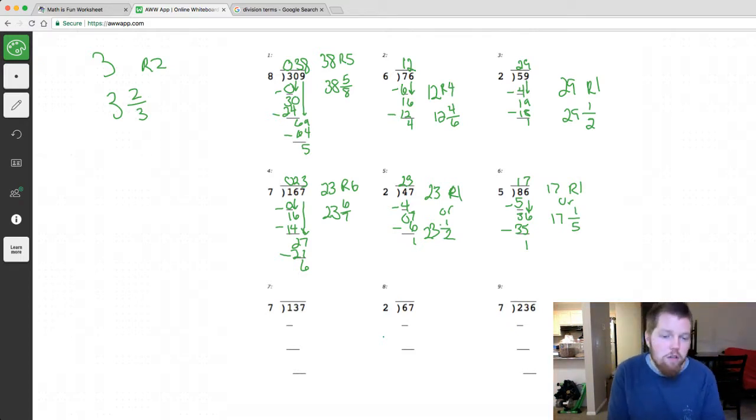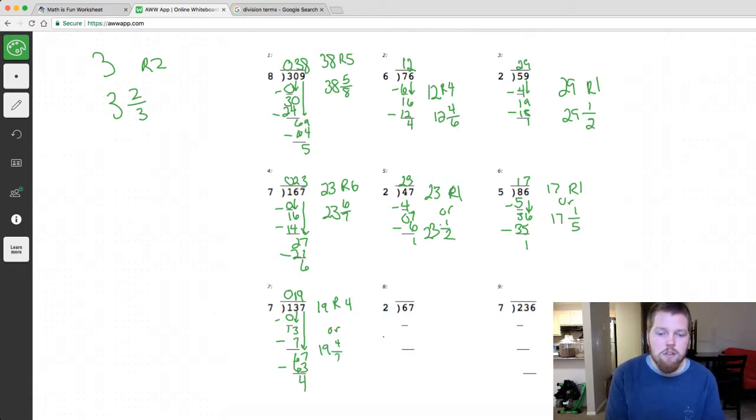Okay, can 7 go into 1? No, it cannot. 7 times 0 is 0. Do our subtraction. Carry down our next place value. Can 7 go into 13? It can go in once. 7, subtract. 6, bring down the next place value. How many times can 7 go into 67 without going over? 9 times 7 is 63. Do our subtraction. 4, so 19 remainder 4, or 19 and 4/7.